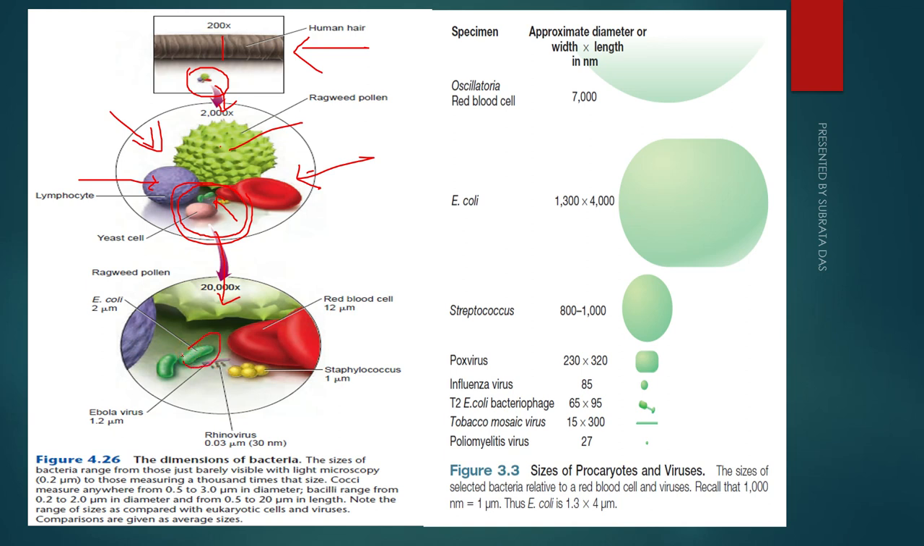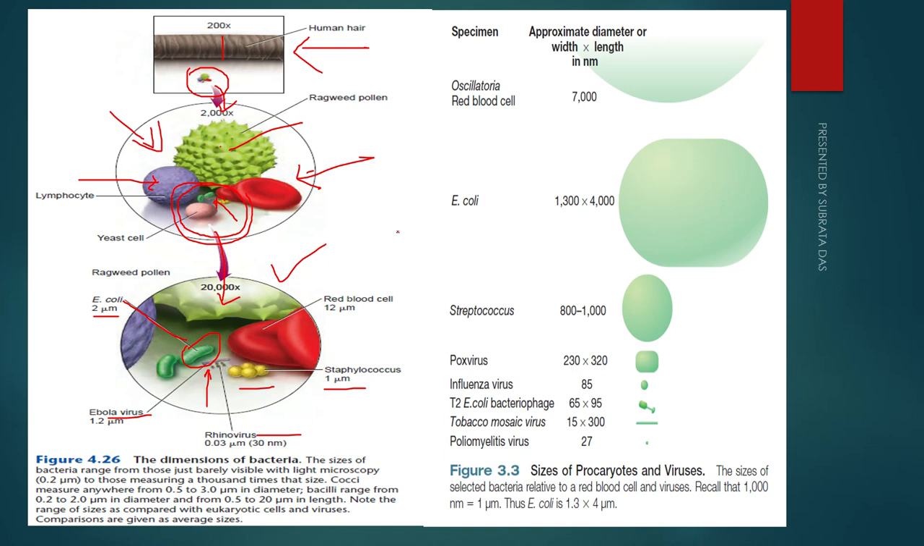This is the bacterial cell, that is E. coli, its size is like 2 micrometer. This is another bacteria, Staphylococcus, that is also 1 micrometer in size. And the viruses are even smaller, this is the Ebola virus or rhinovirus, they are very small compared to the bacterial cells. So this is the view of human cells, bacterial cells and viruses.